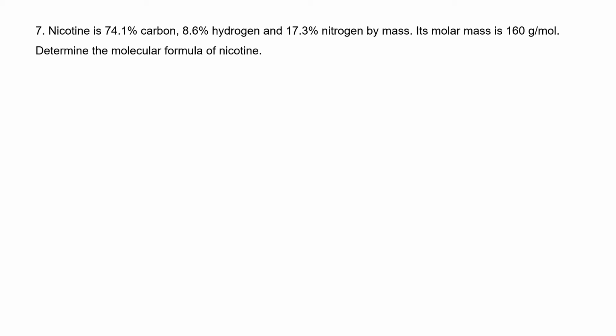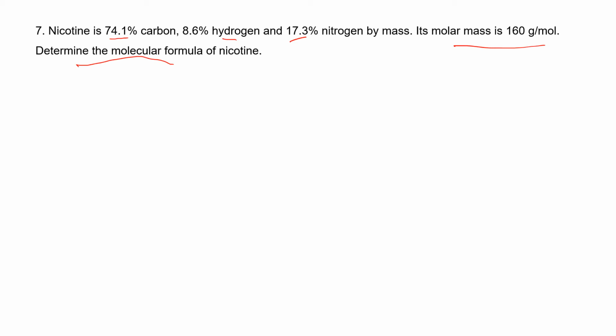Question 7. You have to calculate the molecular formula. Nicotine is 74.1% carbon, 8.6% hydrogen, and 17.3% nitrogen by mass, and its molar mass is 160 grams per mole. Determine the molecular formula of nicotine. Based on the mass percentages given, you have to calculate the molecular formula of nicotine.